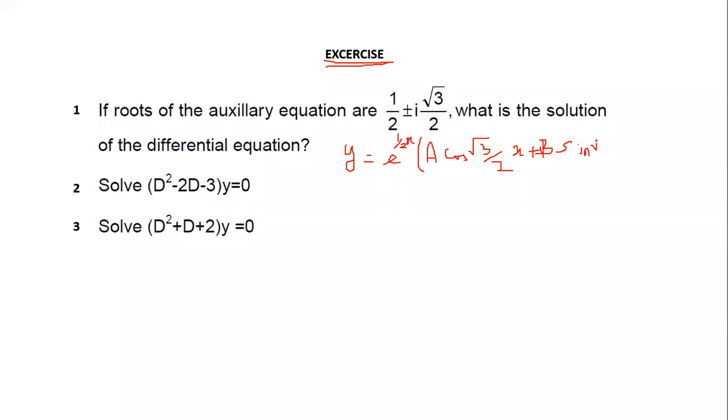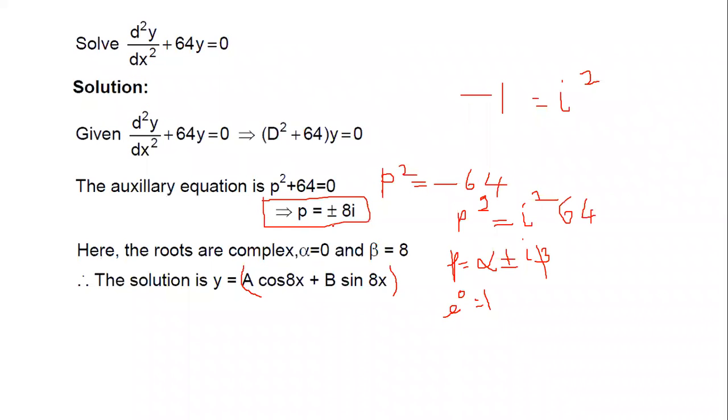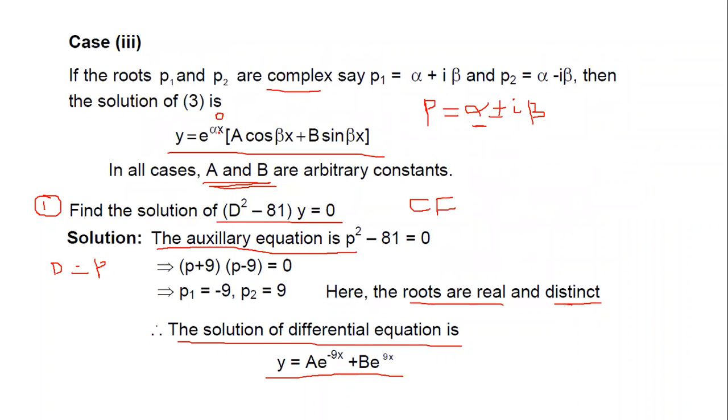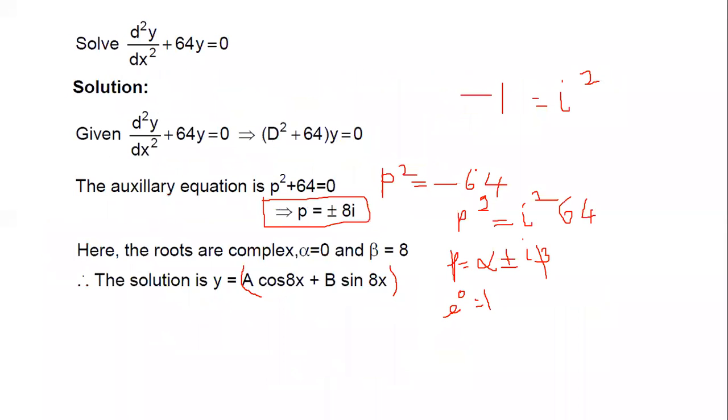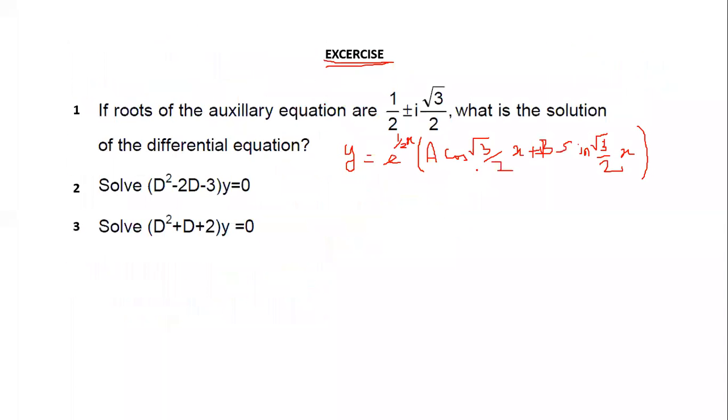Root 3 by 2 only, root 3 by 2. What is the complementary function for this? In case it is complex, if p is alpha plus or minus i beta, then the solution is e power alpha x (a cos beta x plus b sin beta x). If you substitute alpha equal to 1 by 2 and beta equal to root 3 by 2 in the problem, then we get this answer.